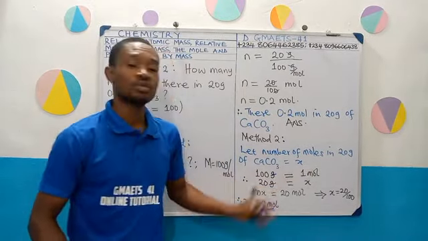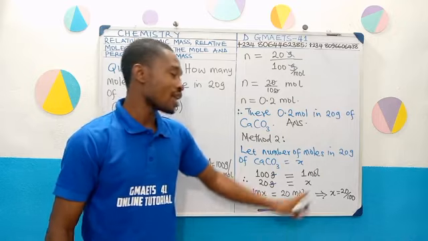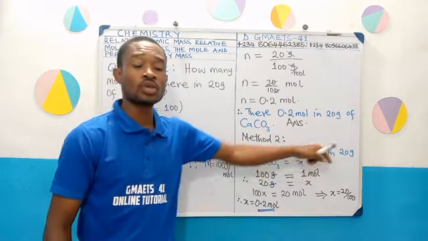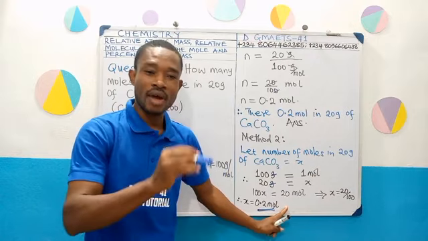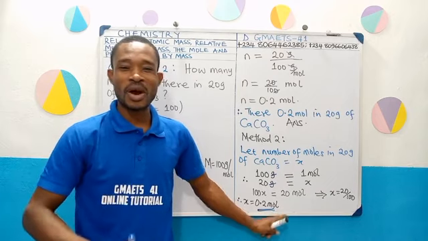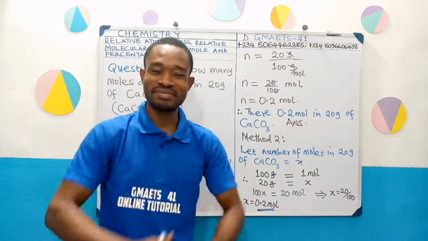Make your conclusion here, please. The question did not ask us to find x. I was the one that called x the number of moles in 20 grams. So conclude, therefore, there are 0.2 moles in 20 grams of calcium trioxocarbonate IV.